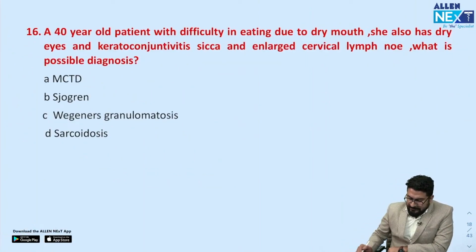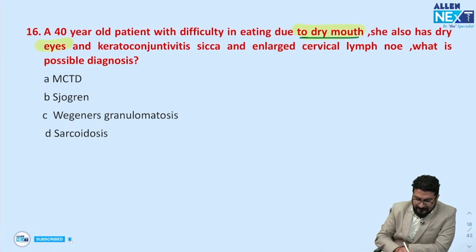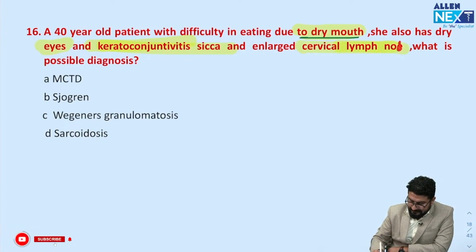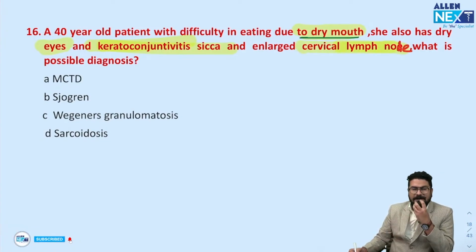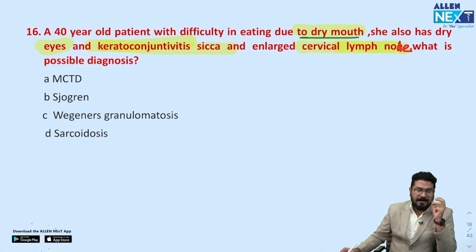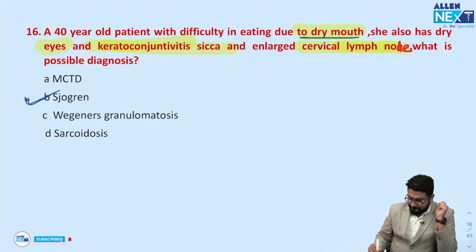40-year-old patient with difficulty in eating due to dry mouth. So first hint in the MCQ you are getting is dry mouth. She also has dry eyes, keratoconjunctivitis sicca. So there can't be an easier question than this. Then the cervical lymph node. Cervical lymph node means maybe the patient is developing some sort of lymphoma, and marginal zone lymphoma is very common in a patient with Sjogren syndrome. So all these are features which are suggestive of Sjogren syndrome.